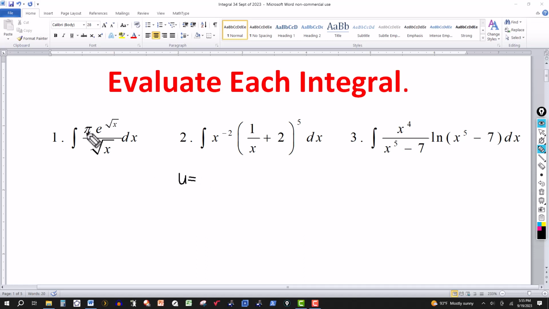So for the first one then, like I said, I'm going to use a U-substitution. You've got pi there, that's a constant, so we can bring that outside the integral. And notice the square root of x here. So I'm going to let u equal the square root of x.